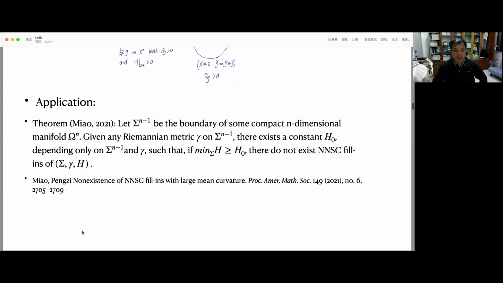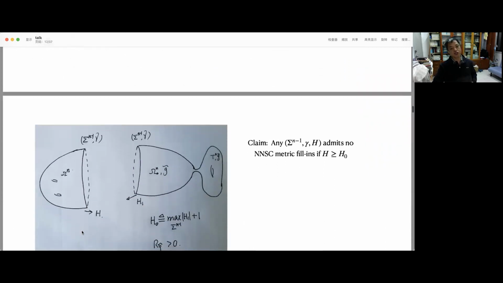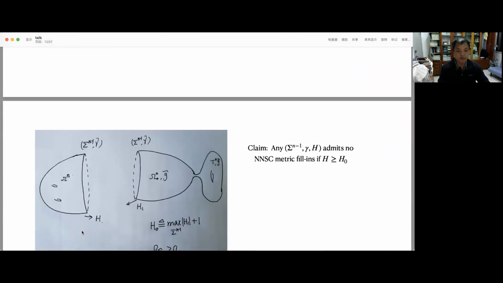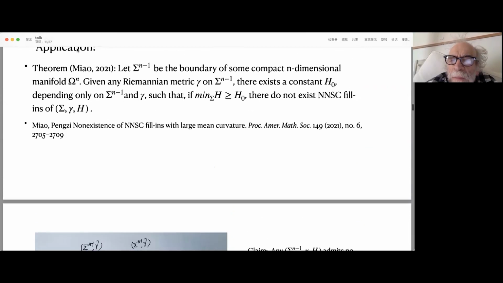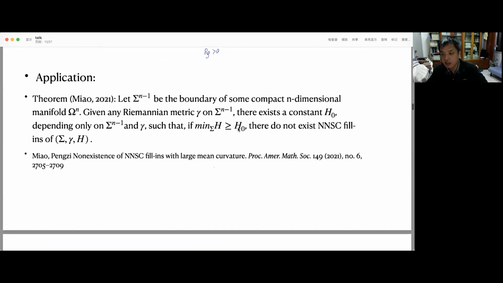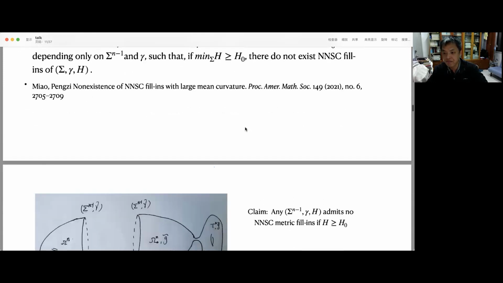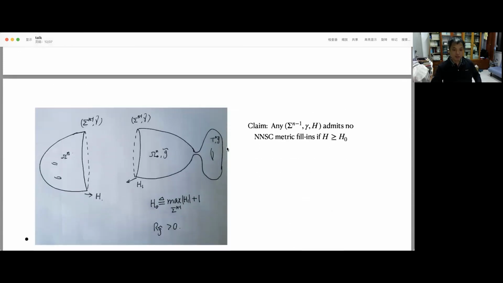Okay. Now, the following picture illustrates the main idea of P. Liu. But is the constant positive? Sorry? The constant is positive. Yeah. I will show you how to define this H naught later. Okay. Now, this picture illustrates the main idea of P. Liu on Peng-Zhi-Miao's result.